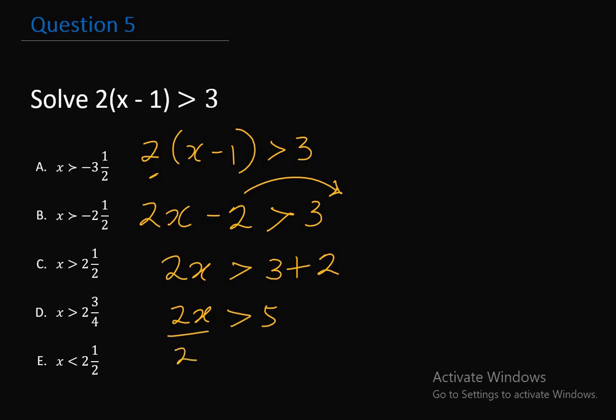To get the value of x, divide both sides by 2. 2 here 1, 2 here 1. 2 into 5 is 2, remainder 1 over 2. So x is greater than 2, 1 over 2. And the right option is C.